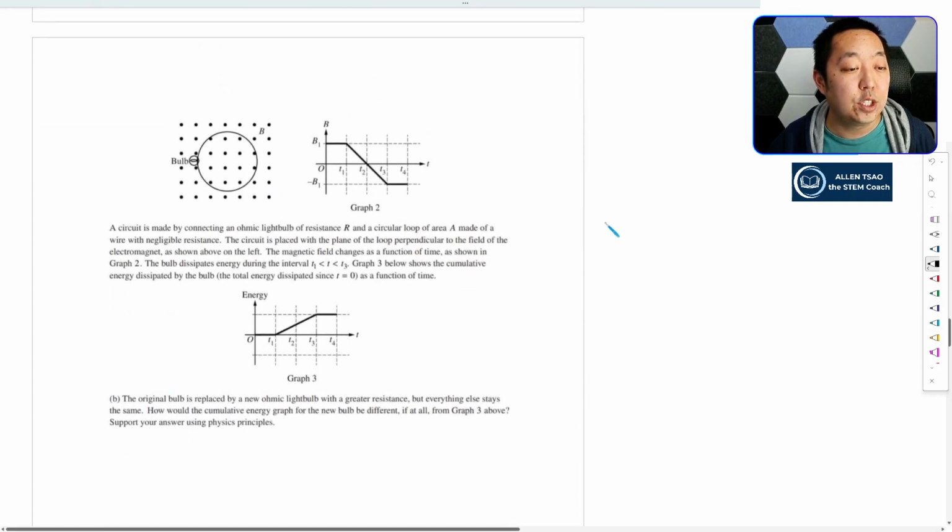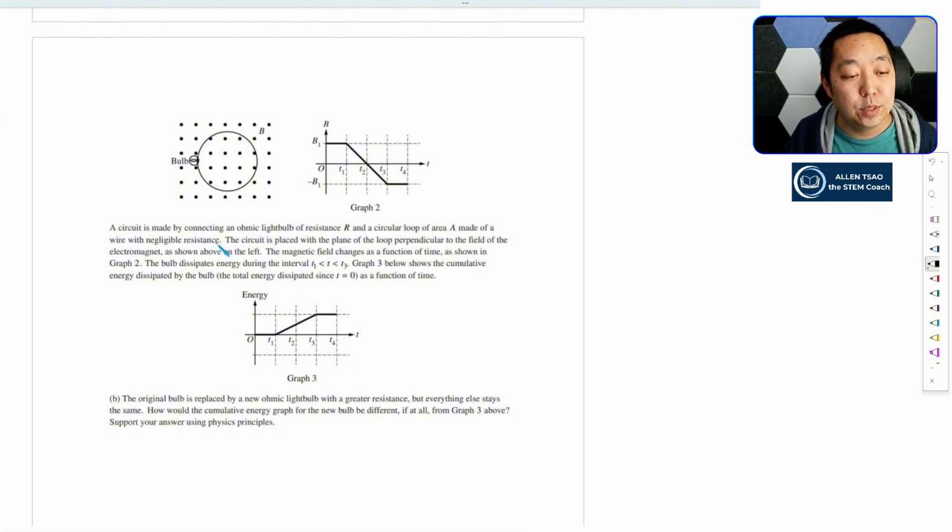Okay, cool. A circuit is made by connecting an ohmic light bulb of resistance R in a circular loop of area A, made up with negligible resistance. The circuit is placed with the plane of the loop perpendicular to the field. The magnetic field changes as a function of time shown in graph 2. So here we have the magnetic field changing, which is going to be a change in the flux, right? Going through that loop because we're changing the magnetic field.